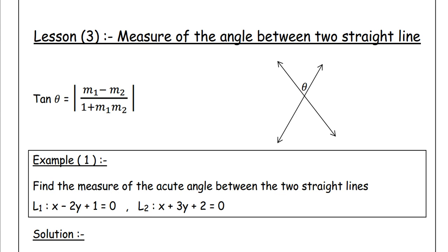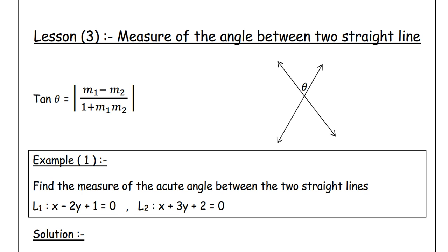Our revision lesson today is the measure of the angle between two straight lines. So tan theta equals the absolute value of (m1 minus m2) over (1 plus m1 times m2).